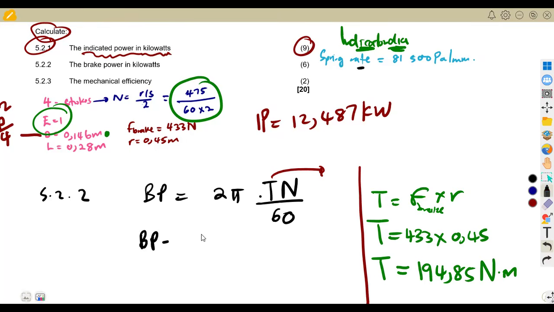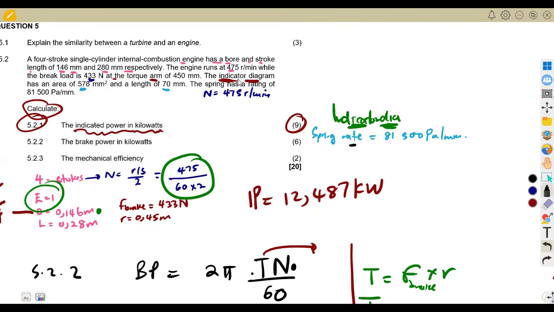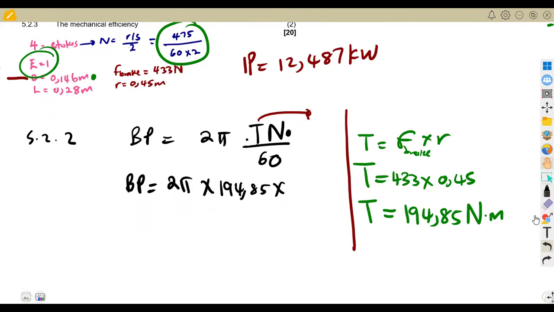Having this torque that we have obtained, it can now help us to calculate our brake power, which is going to be 2 pi times the torque, 194.85, times the speed. This N over 60 is to give us the speed in revs per second. So we are taking the speed as it is. We are not using any number of strokes there. We are taking the speed as it is, 475, in revs per minute. That's 475, everything over what? Over 60 to convert to revs per second. So this is going to give us the brake power in watts, direct in watts.